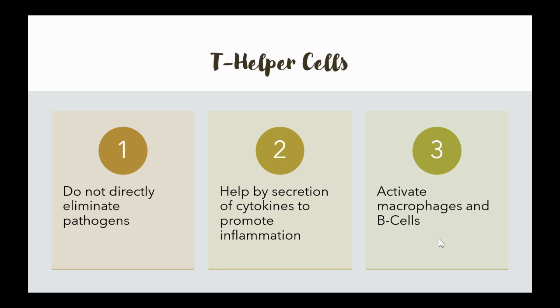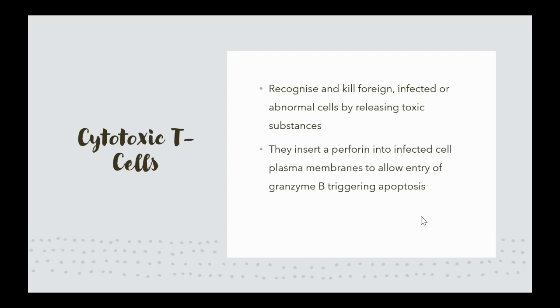T helper cells are helpers, as the name suggests. They don't do anything directly themselves. They don't directly eliminate the pathogen. They secrete cytokines and promote inflammation, which leads to the recruitment of immune cells. Remember, we looked at inflammation in the innate response. Recruitment of phagocytes, recruitment of more immune cells, increase of fluid in the area, all that kind of stuff. They activate macrophages for phagocytosis and B cells, but they also have a role in activating cytotoxic T cells.